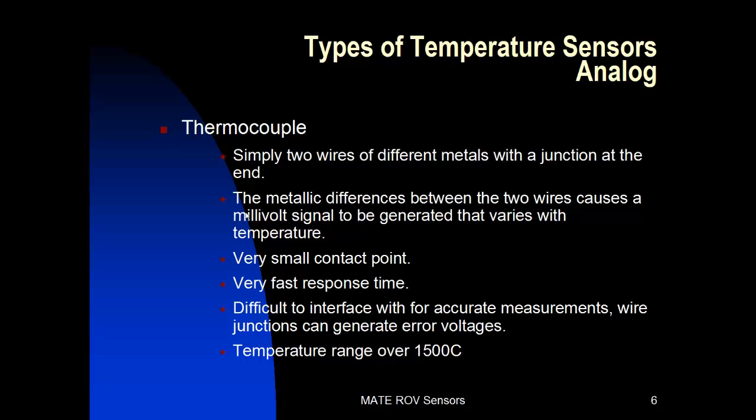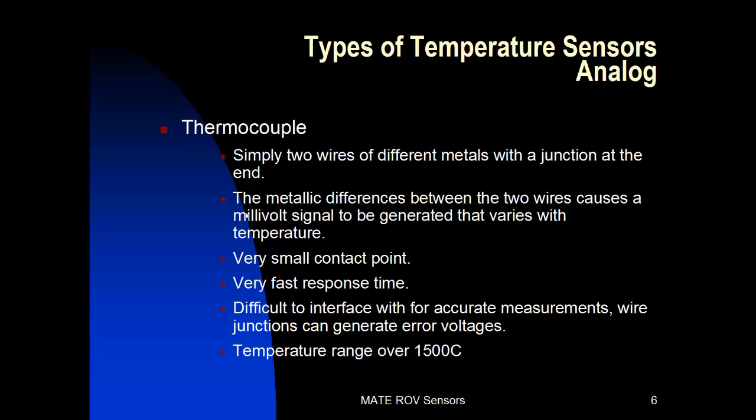There are some problems with thermocouples, and it's difficult to interface them for accurate measurements. There are things like cold junctions, and when you connect up your wires, dissimilarities are introduced, and those connection points can introduce small offsets in voltage that will affect your temperature reading. So there are interface chips out there specifically designed to connect thermocouples to analog to digital converters, but we're going to stay away from those for right now.